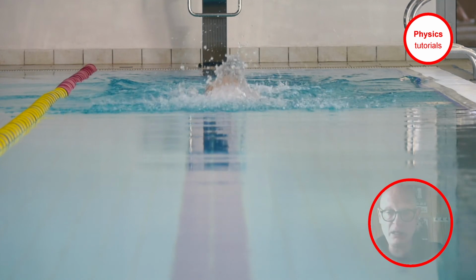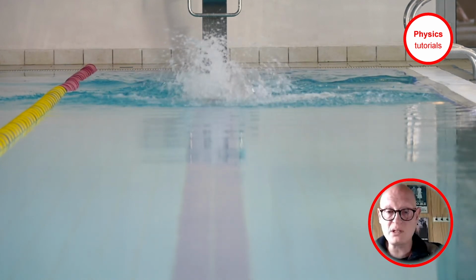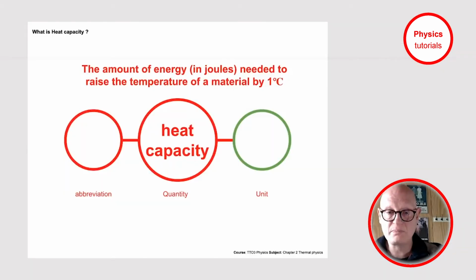In physics, we use the quantity heat capacity. Heat capacity is the amount of energy, in joules, needed to raise the temperature of a material by 1 degree Celsius. The abbreviation is a capital C, and the unit is joules per degrees Celsius.